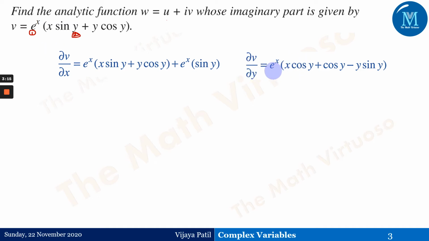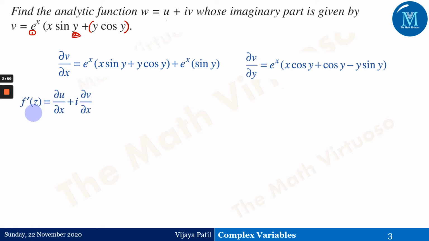For dou v upon dou y, in the u into v rule the second part will be 0, because if you observe, e to the power x is a function of x only, there is no y, and therefore the differentiation of e to the power x will give me 0, right? And therefore e to the power x into the differentiation of this particular function with respect to y will give me x into cos of y, plus now again y into cos of y, in terms of u into v, will be cos y minus y times sine y, because y and cos y are both functions of y. And this is the differentiation of this v with respect to y.